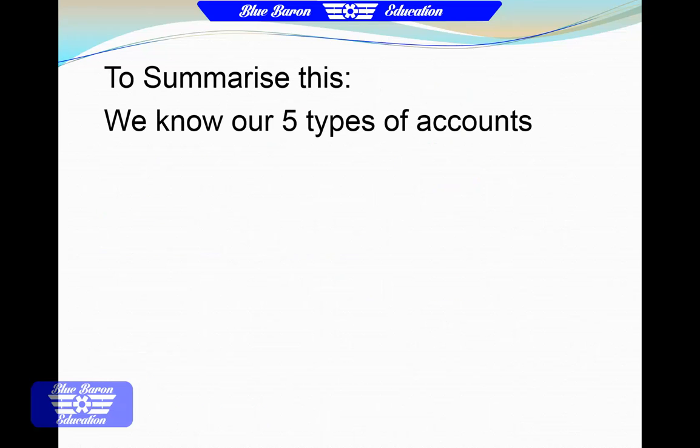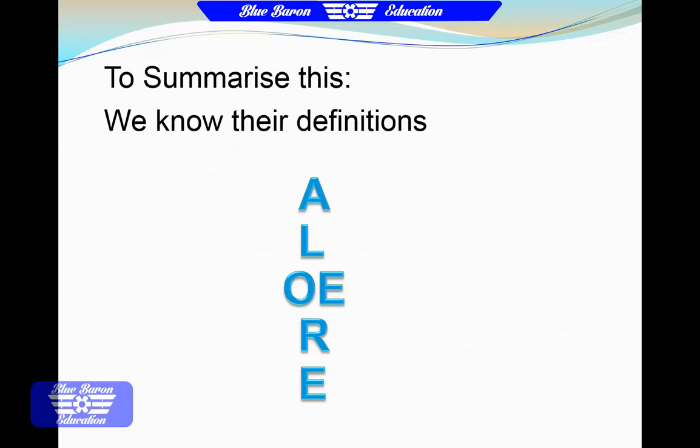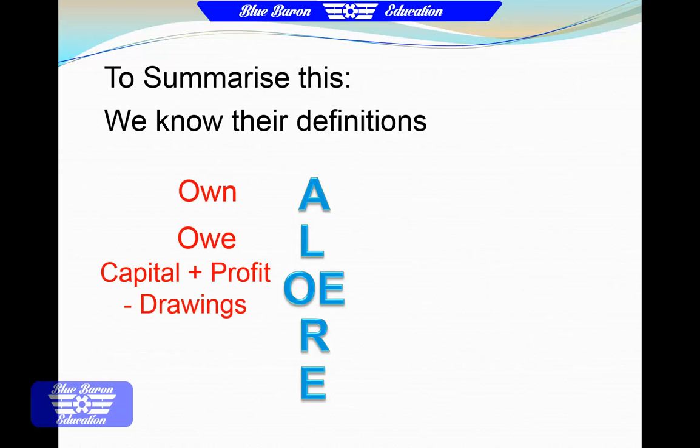We can summarize it down to this. We have our 5 different types of accounts that we've talked about. Our assets, liabilities, owner's equity, revenue, and expenses. And we've gone through and we've got our definitions for those. We know that our assets are things that we own. Liabilities are what we owe. Our owner's equity is our capital plus our profit, or less our loss, minus any drawings. Revenues are what we have earned, and our expenses are our costs of doing business.